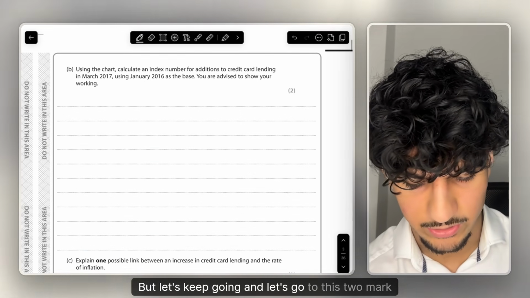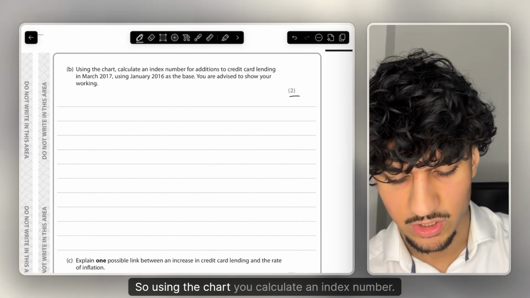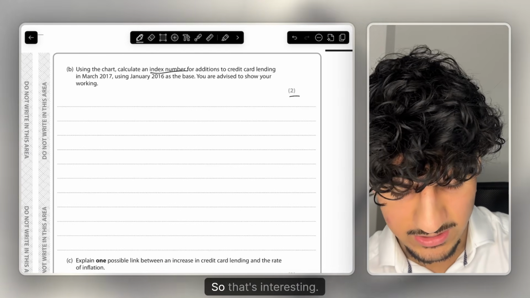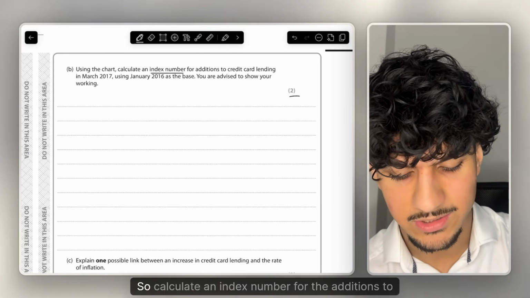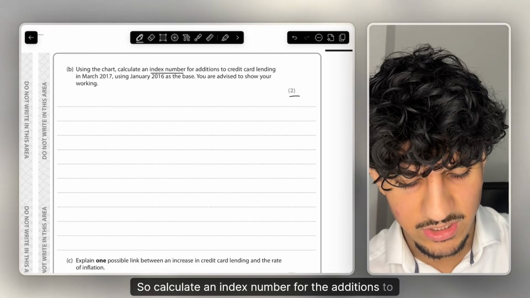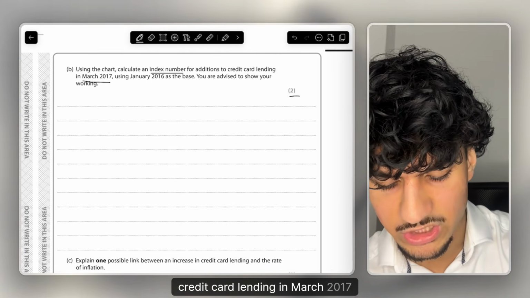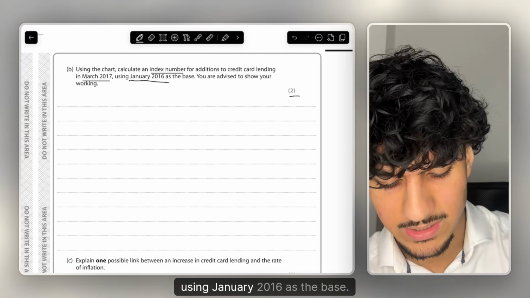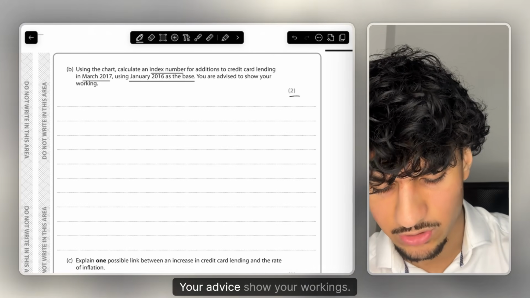But let's keep going and let's go to this 2-mark question now. Using the chart, calculate an index number. So that's interesting, a good little math skill there. Calculate an index number for the additions to credit card lending in March 2017 using January 2016 as the base. Show your workings.